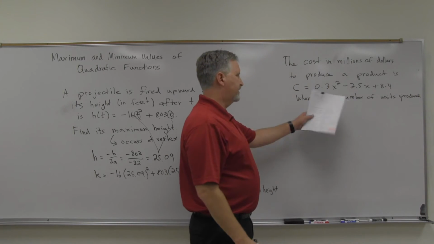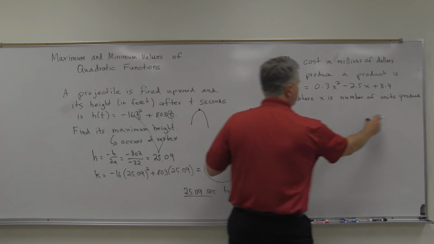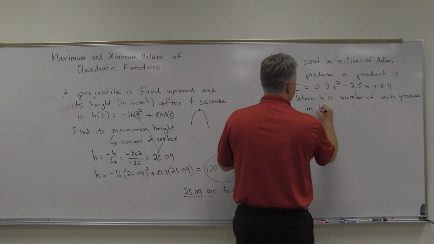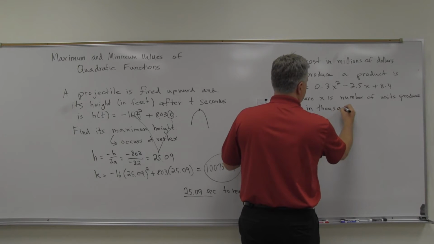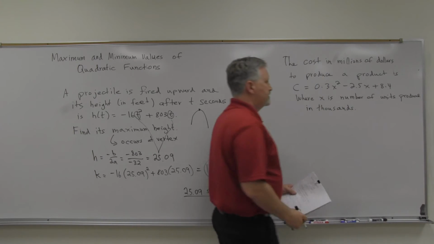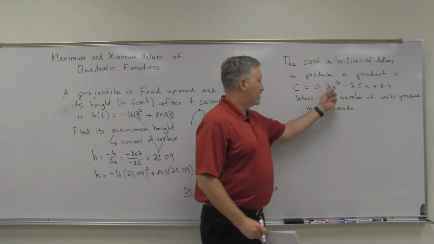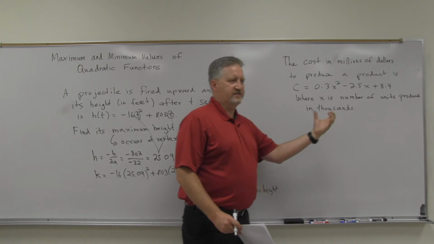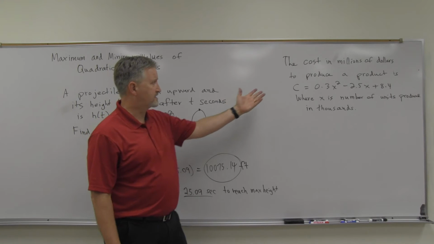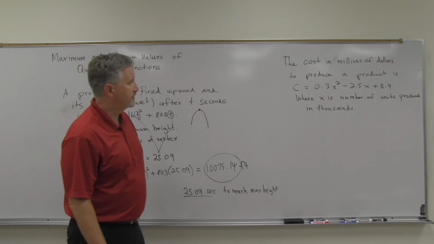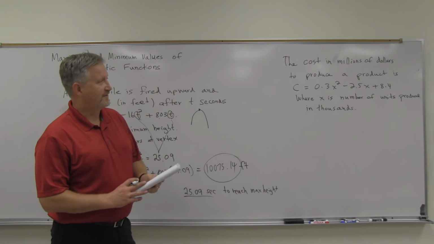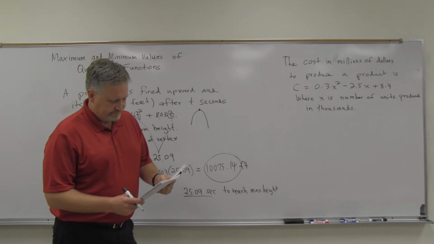All right, so you plug in x in thousands, I should say. So if you're producing 10,000 units, here you plug in x to be 10, because x is in thousands. And then the cost comes out in millions of dollars. So we've got some high dollar production going on.